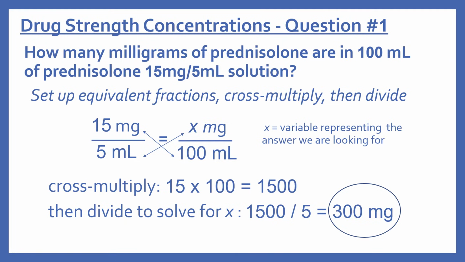And also note here that our numerators, which is the top number of the fractions, have to be the same units, and the denominators have to be the same units, which are the bottom numbers of the fractions. So it is that way: the 15 milligrams and X milligrams, and 5 milliliters and 100 milliliters. That always has to be set up for this equivalent fraction method to work.